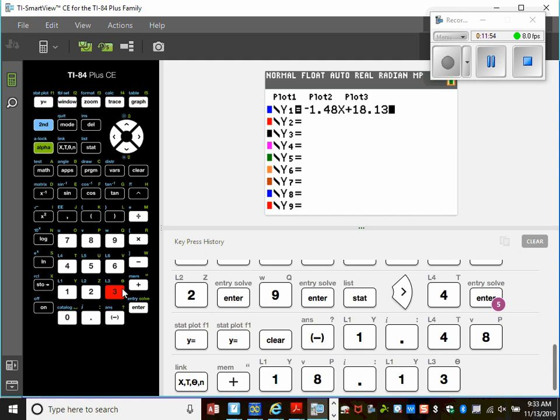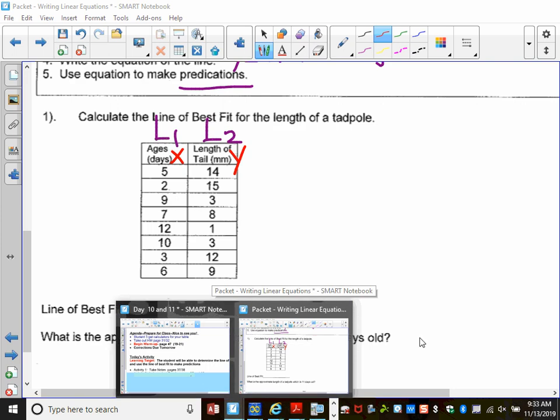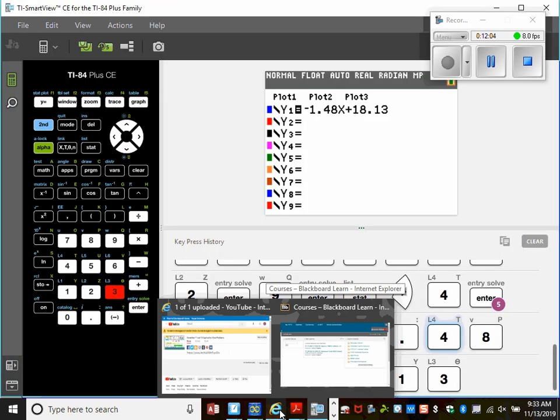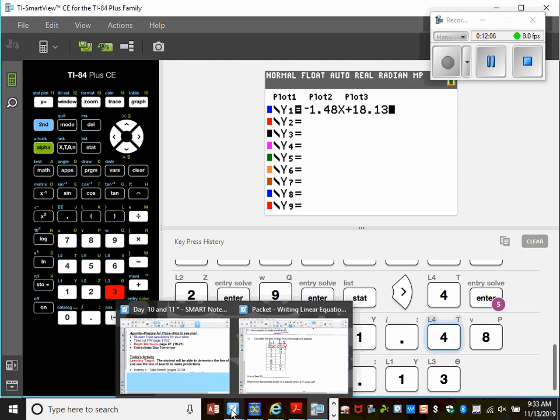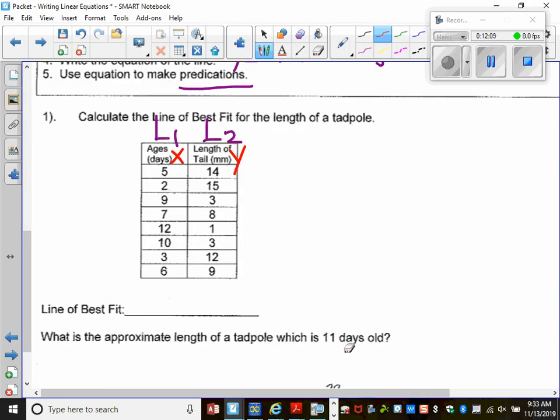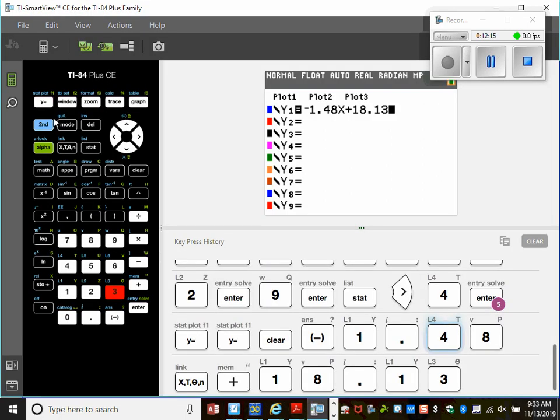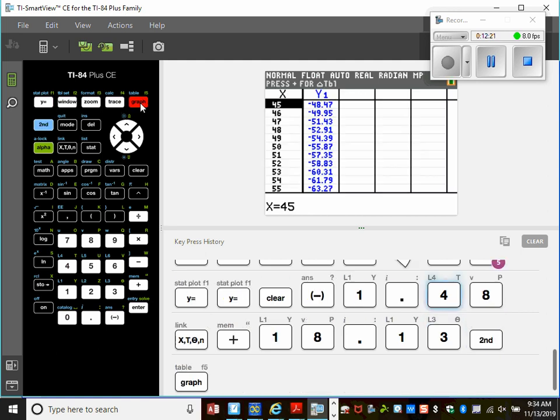All right, so now what we're going to do, because the question is, if we go back here, okay, the question is, how long is the tadpole's tail when he's how many days old? 11 days old. Okay, so now that we have this equation in, we can just go to our table. Everybody hit second, and then graph. That takes you to the table.